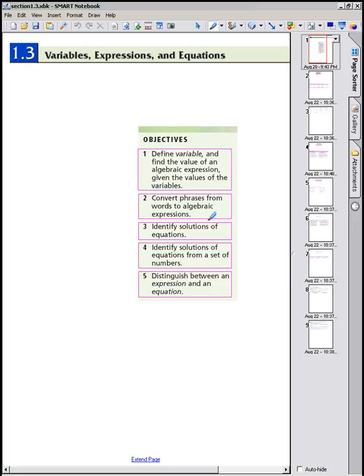Section 1.3 covers variables, expressions, and equations. Really, this is the first section that gets into the study of algebra. We'll talk about defining a variable and finding the value of an algebraic expression, converting phrases from words to algebraic expressions, really a key concept when we get into word problems, identify solutions of equations, identify solutions from a set, and distinguish between an expression and an equation.